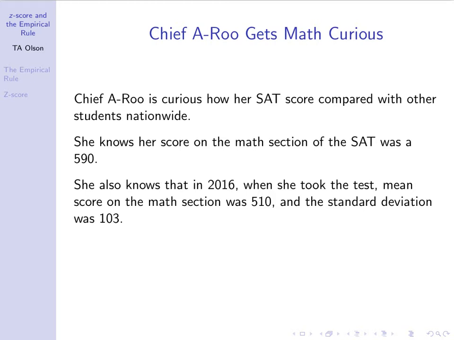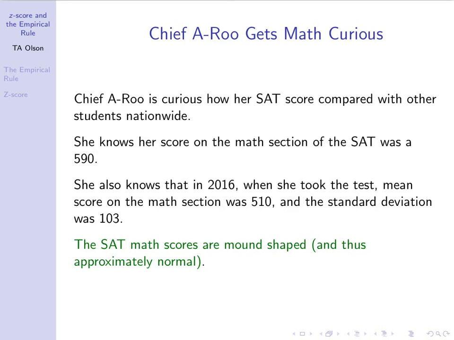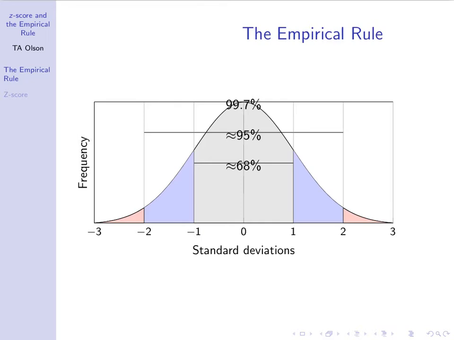In looking up the website, she knows that in 2006, when she took the test, the mean score on the math section was 510, with a standard deviation of 103. Furthermore, the SAT math scores were mound-shaped, and thus approximately normal. So in this case, the empirical rule will apply. Let's remember what the empirical rule is.